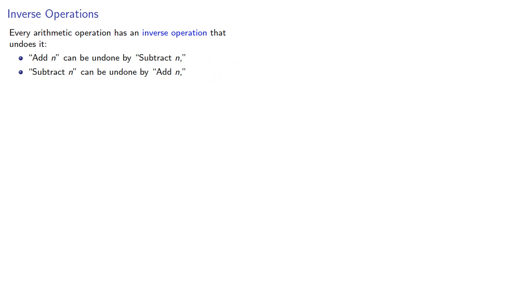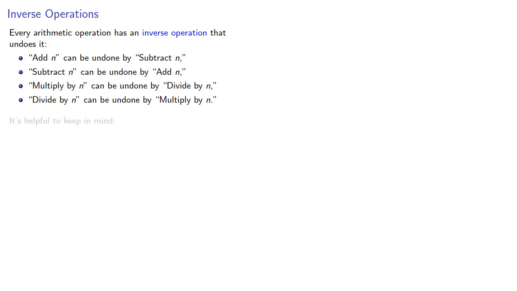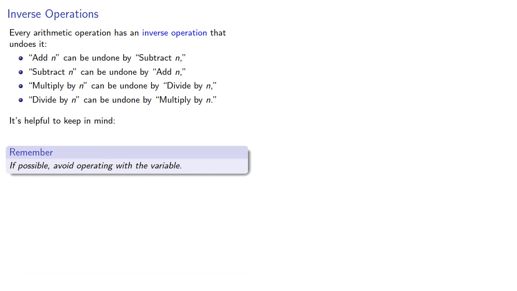Similarly, multiply by n can be undone by divide by n. And, surprisingly enough, divide by n can be undone by, wait for it, multiply by n. And it's helpful to keep in mind there are situations where we do have a choice and, if possible, avoid operating with the variable.